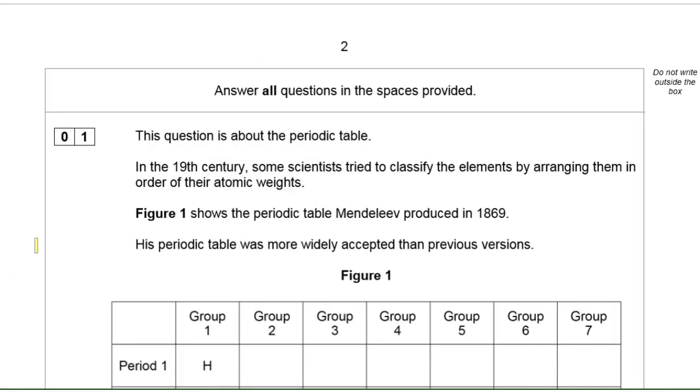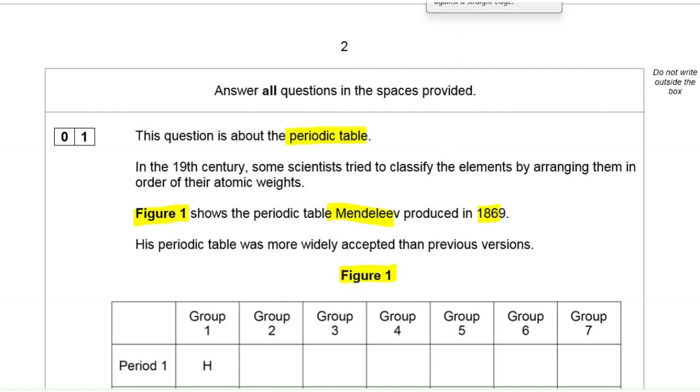Question 1. This question is about the periodic table. In the 19th century, some scientists tried to classify the elements by arranging them in order of their atomic weights. Figure 1 shows the periodic table Mendeleev produced in 1869. His periodic table was more widely accepted than previous versions, and here's figure 1 here. So we'll have a quick look at that.